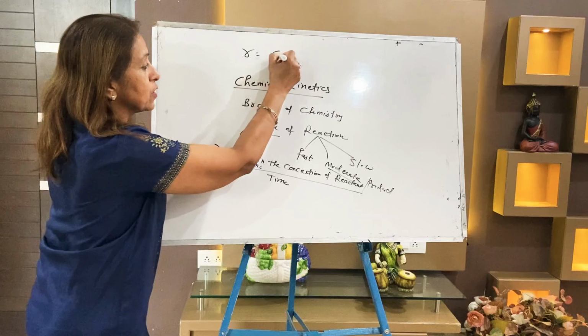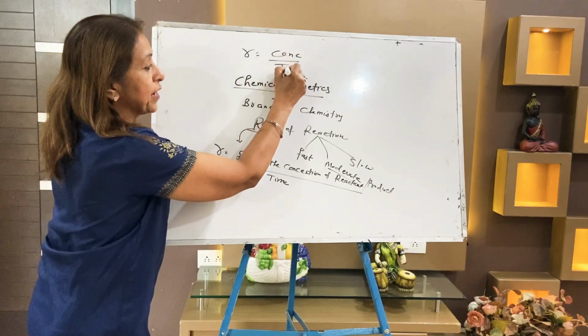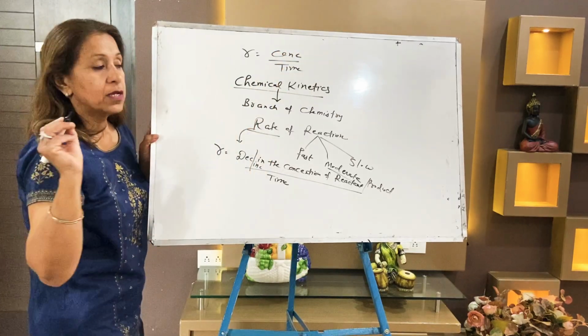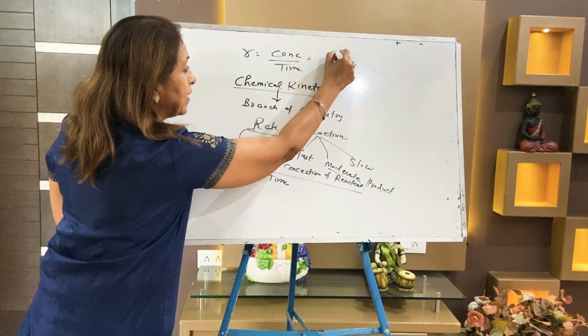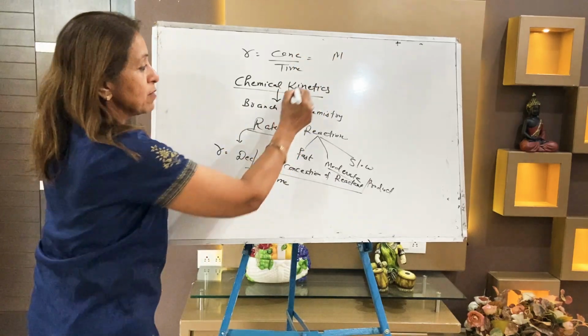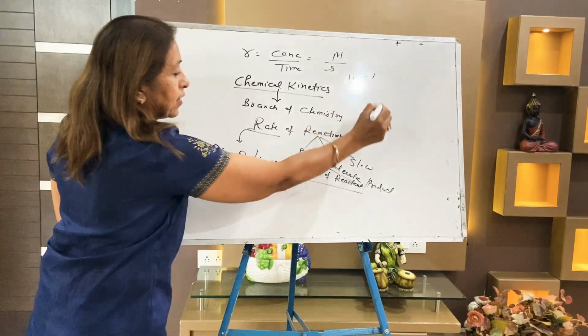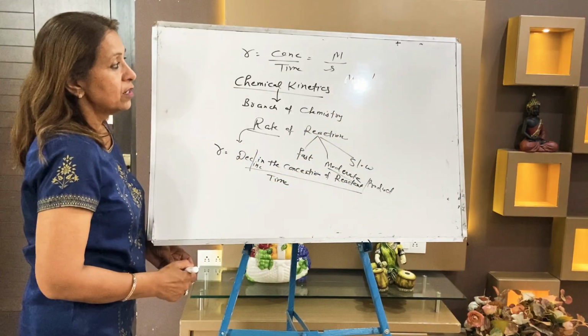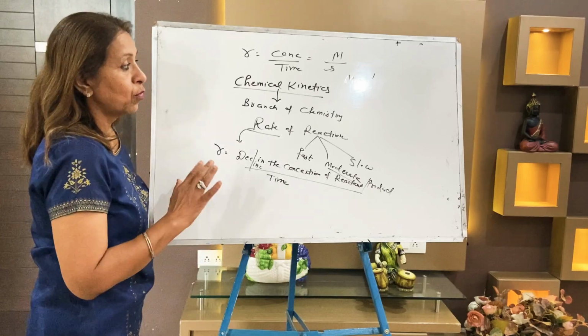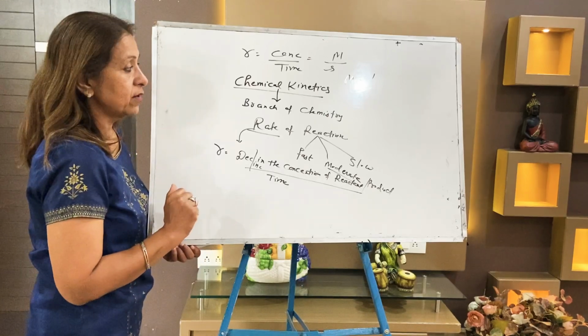In short, rate is equal to concentration by time. Concentration is mole per liter, capital M, and time is second. So your unit becomes mole per liter per second. The unit of the rate of reaction is always mole per liter per second.